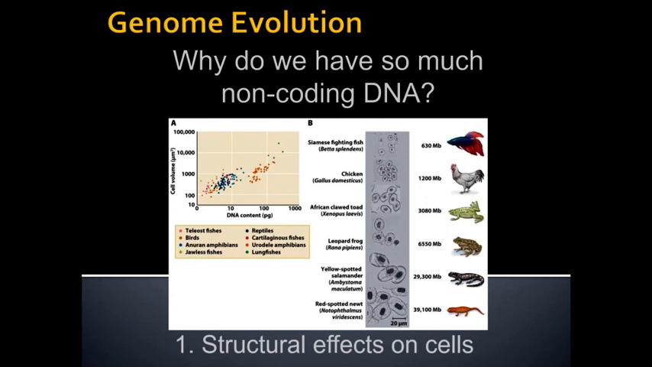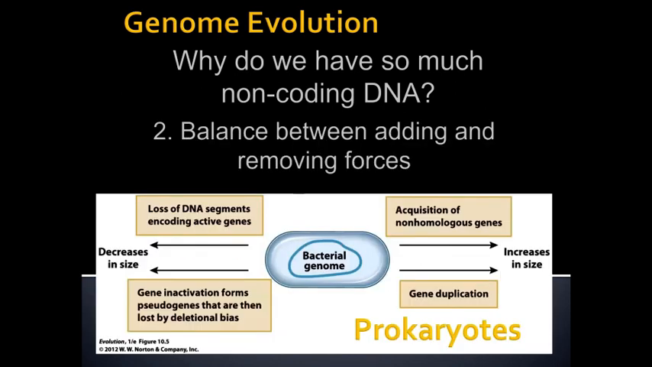And there were some ideas, again, about the structural effects on cells. There's a correlation there, but that doesn't seem to be a good explanation. It's not really causative, it's just correlation. We don't know what causes it, if one is causing the other, and that's not really a good explanation. And so we're basically left with this idea that there are mutations that occur. Some of those mutations enlarge the genome, and some of them make the genome smaller.